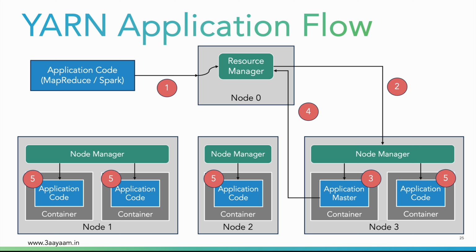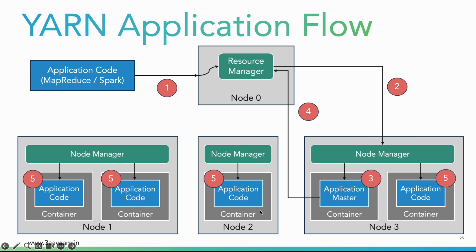So here in step number 5, it is asking the node manager to launch the containers and run the application code which has been given by the application master. And it would only be applicable if the resource is available. If the resource is not available, then obviously the application has to wait for the resources to become available. Right. So this is how the application flow is, and then the application code would run.